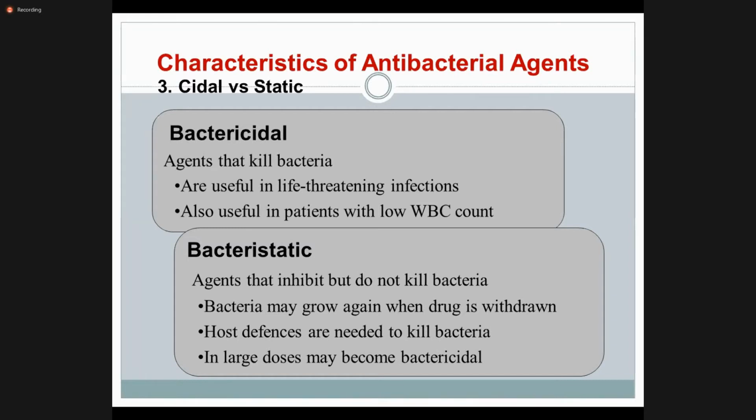And these are useful in life-threatening infections, because in a severe or life-threatening infection, the viral burden, the load of that organism, is so extensive, right? So we can get a quick result if we decrease that burden by quickly removing that organism from the body by killing them, right?